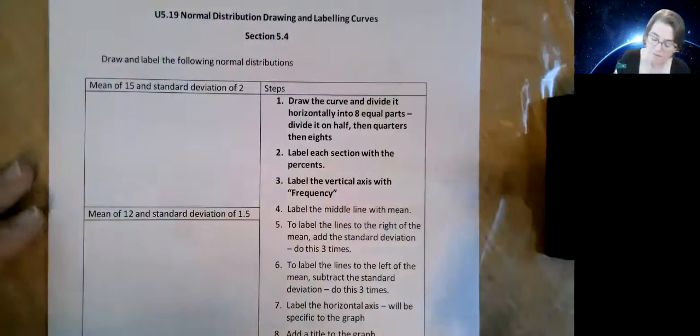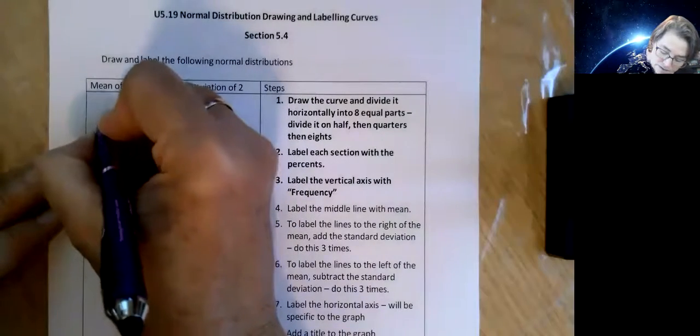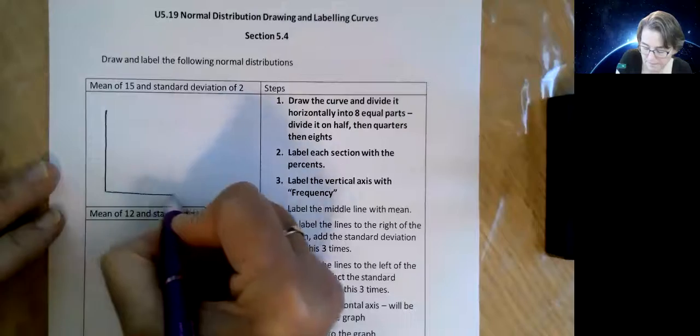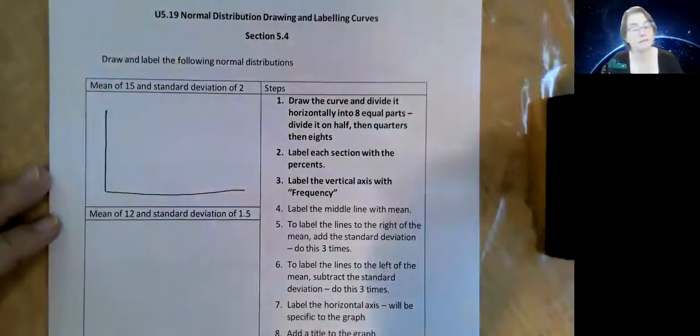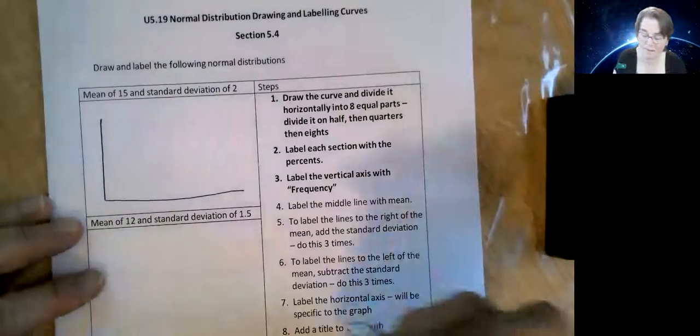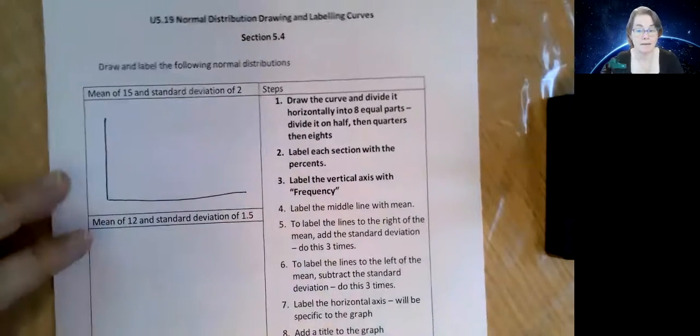Okay, so it says draw the curve and divide it horizontally into eight equal parts. All right, so here's what you draw. Start by drawing the axes. It'd probably be better if you used a ruler, but I didn't. So it's sketching. And I'm going to tell you the other thing that I do.